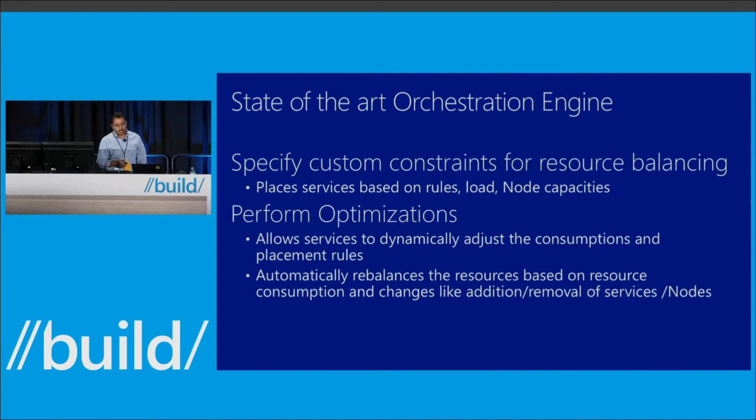So what we found at this point is that Service Fabric is a state-of-the-art container orchestration service. It allows you to specify rules around placement, resource balancing, resource consumption, node capacity, and update them in real time. You can adjust these on a running cluster, and the system will manage the resource balancing for you. For example, SQL uses this a lot.